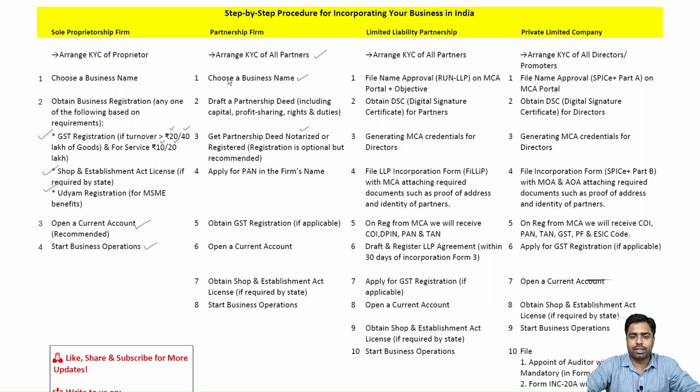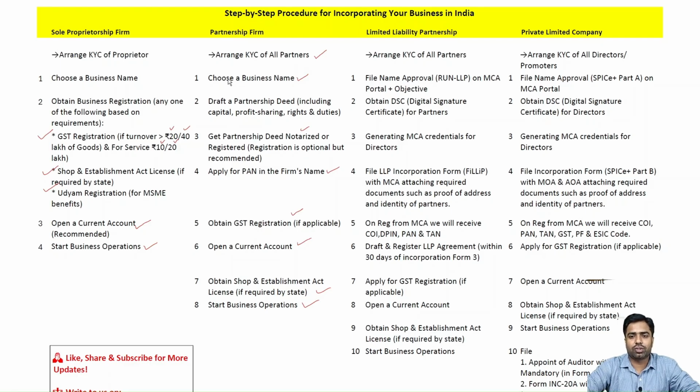Apply for PAN in the firm's name. Once the partnership deed is ready, you have to submit documents like the rental agreement, partnership deed, and KYC documents to the income tax department. They will allot a PAN for the partnership firm. Then if you require GST registration, you have to apply for that. Then open a current account, and again check whether the shop and establishment registration is required. If it is required, you can take that and you can start your business operations.